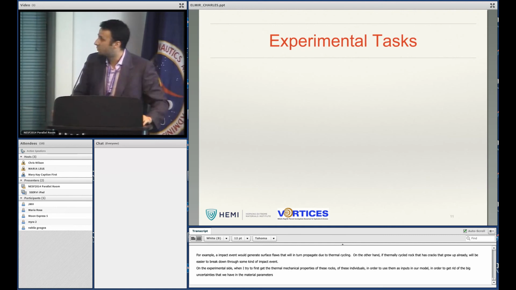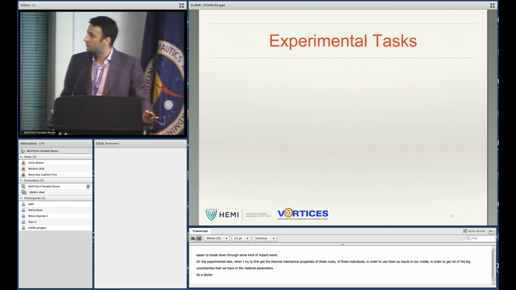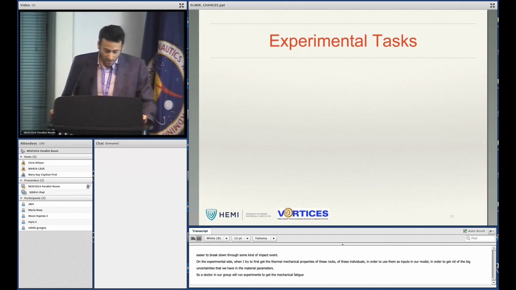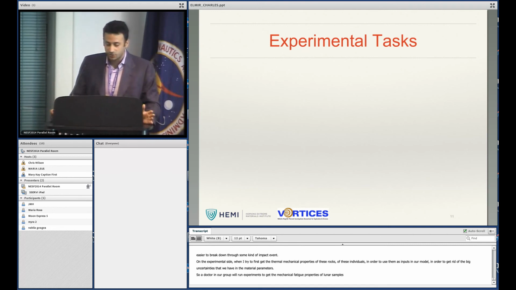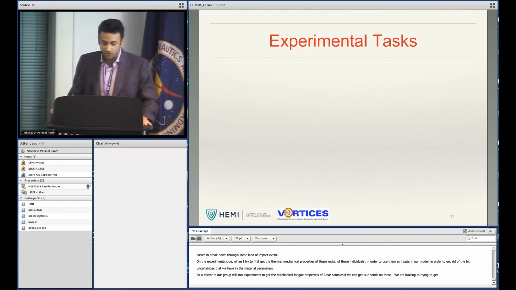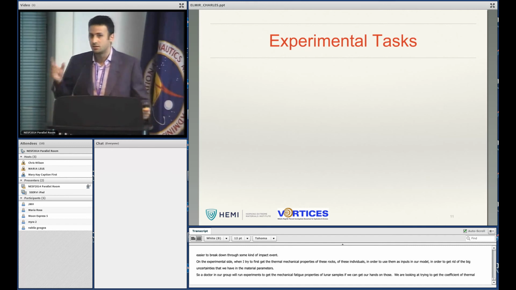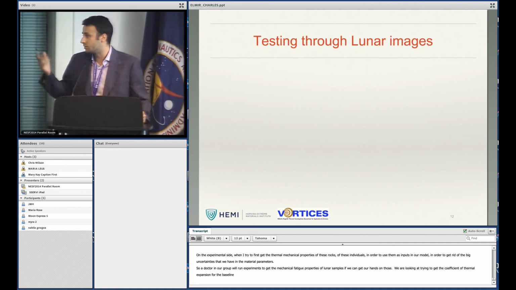Dr. Kavan Hazali is a postdoc in our group. He's going to be running experiments to get the mechanical fatigue properties of lunar samples, if we can get our hands on those. And we're looking at trying to get the coefficient of thermal expansion for the baseline materials, because these are the stress intensity concentrators.